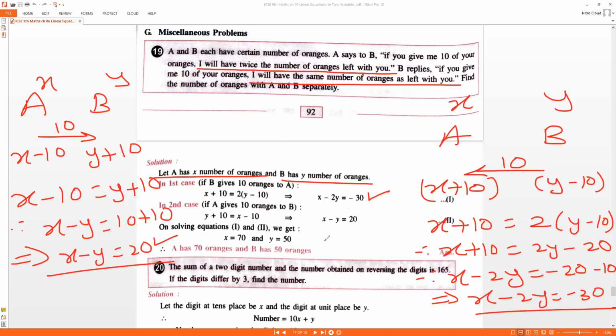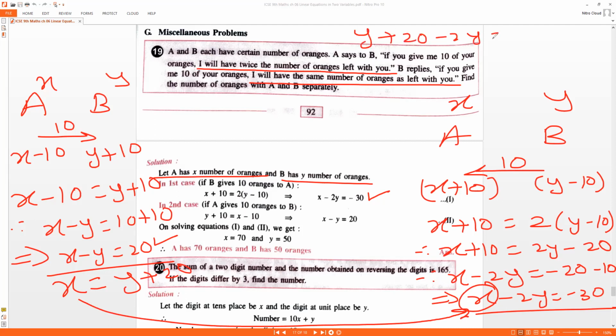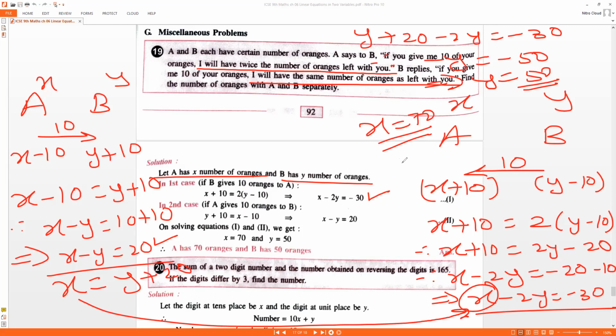You can use the substitution method or any other method to solve the equations. It's easy to use the substitution method. X is equal to Y plus 20 in this case. If you substitute, Y plus 20 minus 2Y is minus 30. So you get minus Y is equal to minus 50. That means Y is equal to 50. So if Y is 50, X is going to be 70. So initially, A had 70 oranges and B had 50 oranges.